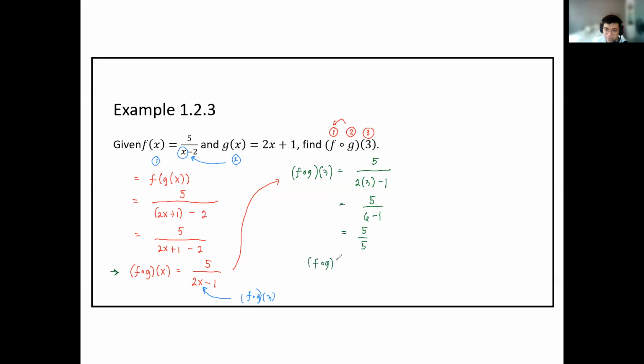So our final answer would be that the f of g of 3, meaning having a value of 3, the function f of g of x having a value of 3 gives us the final answer of 1. So 1 is here. Just be mindful of the handwriting, since it's a bit difficult to write on the writing tablet.